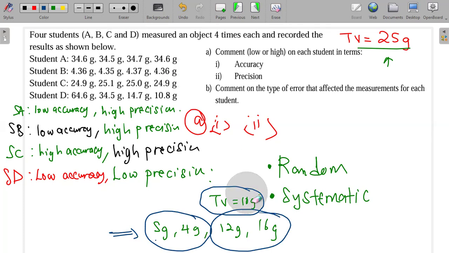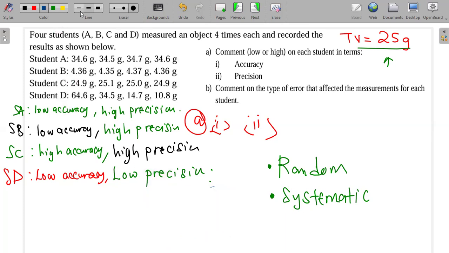When you come now to the systematic errors, these are errors that happen in one direction. So if my true value is 10 grams, and I have a set of 4 measurements, let's say 13 grams, 12 grams, 12.5 grams, and 14 grams, you see that all these measurements are above the true value. So if all your measurements are above the true value, then they are experiencing a what? They are experiencing systematic errors.